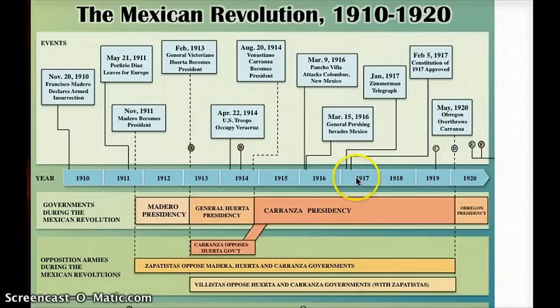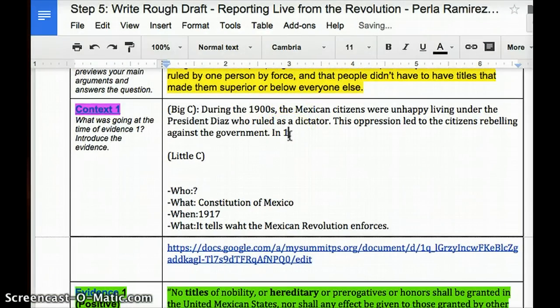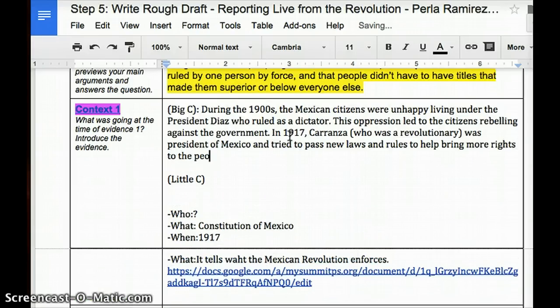So since I just found out who was president during this time, I should probably include that in the Big C. So when I go to Big C, in 1917, Carranza, who was a revolutionary, was president of Mexico and tried to pass new laws and rules to help bring more rights to the people. So now we can do little c.